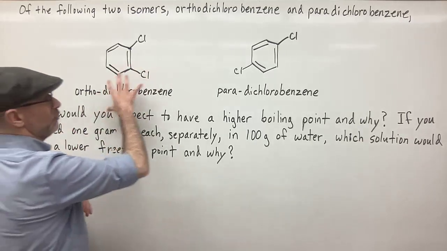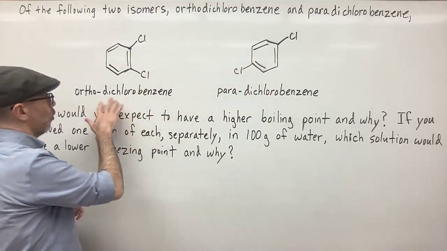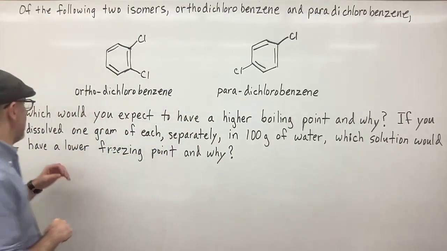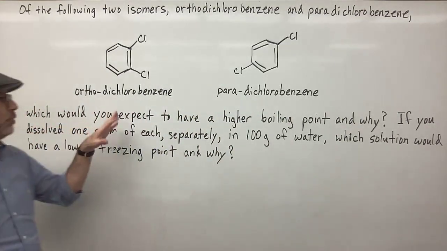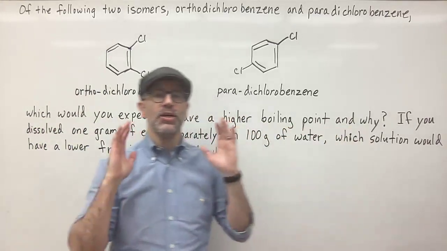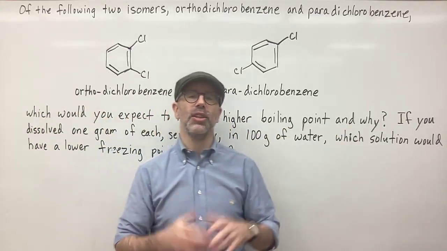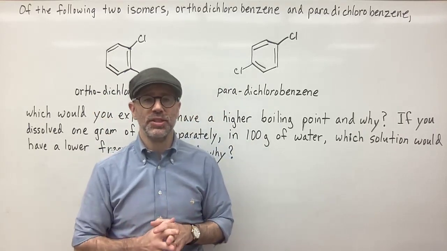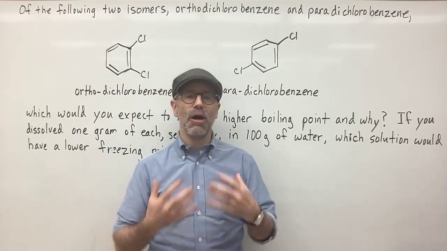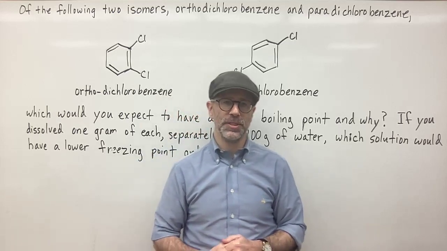Okay, so we have these two isomers. We've got ortho-dichlorobenzene and para-dichlorobenzene, and they're asking which would you expect to have a higher boiling point and why? You have to remember that the boiling point of a substance is related to its intermolecular forces. How strong are those forces?